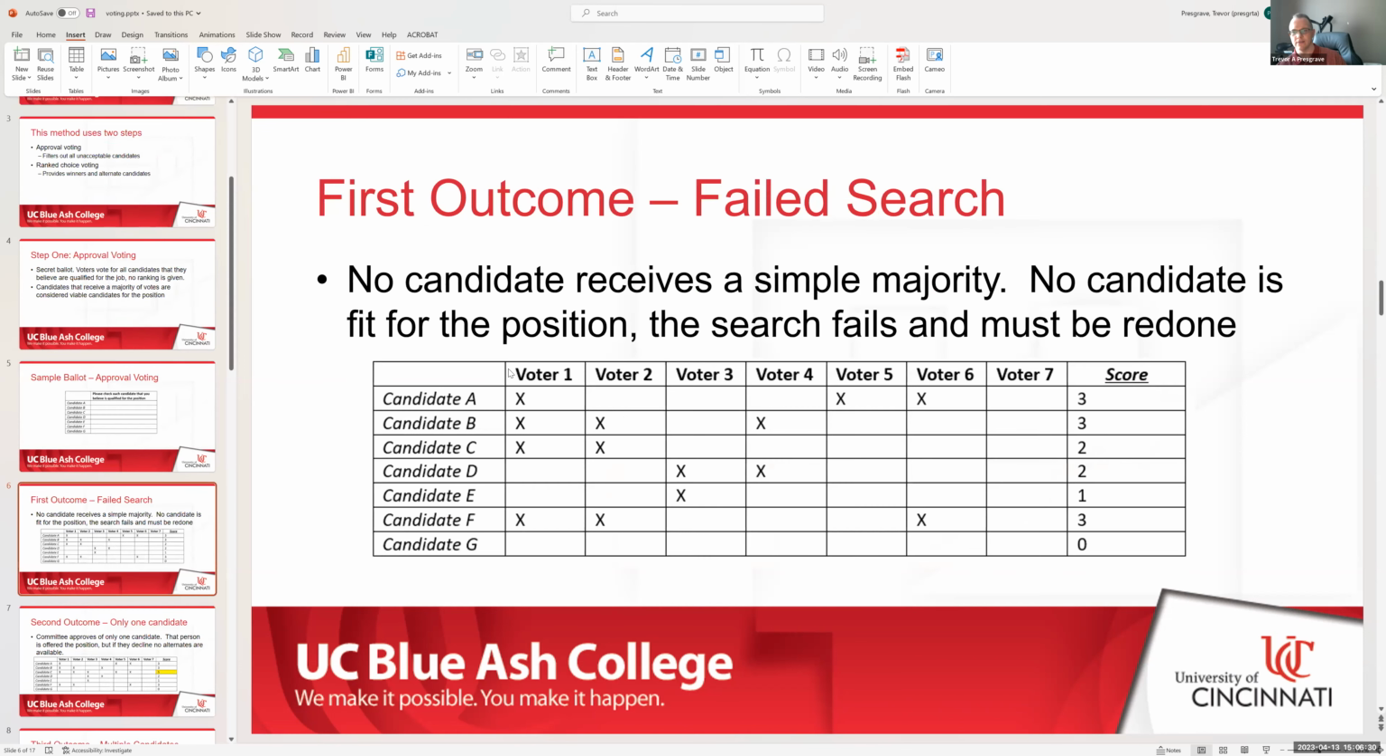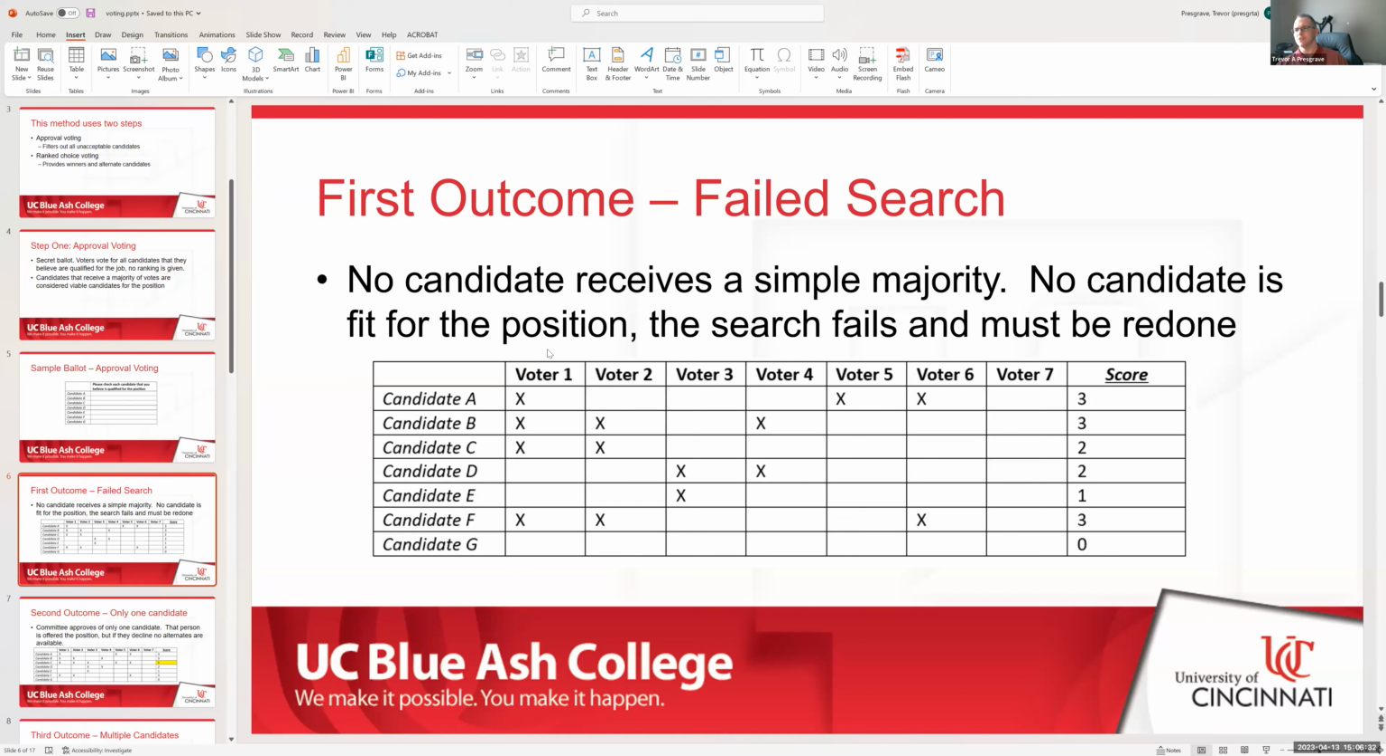And once you do that, here's a hypothetical situation where we have a committee of 7 voters. And if we look through here, voter 1 approves of candidates A, B, C, and F. Voter 6 likes candidates A and F. Voter 7 doesn't like anyone. And what we look at, for each candidate, is how many people approve of that candidate.